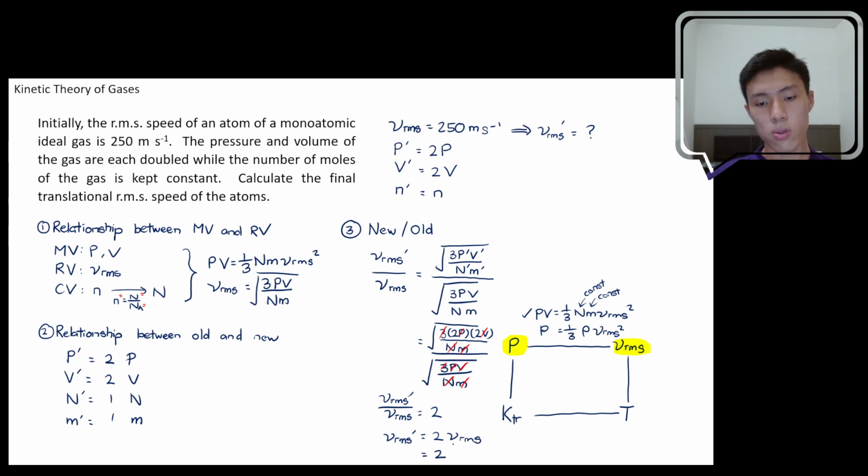And we know that the old VRMS is 250 meters per second. So 2 times 250 meters per second allows us to determine the new VRMS. The new VRMS should be 500 meters per second. So that's us going through the 3 steps of a ratio problem in order to determine the new or the final translational RMS speed of the atoms.